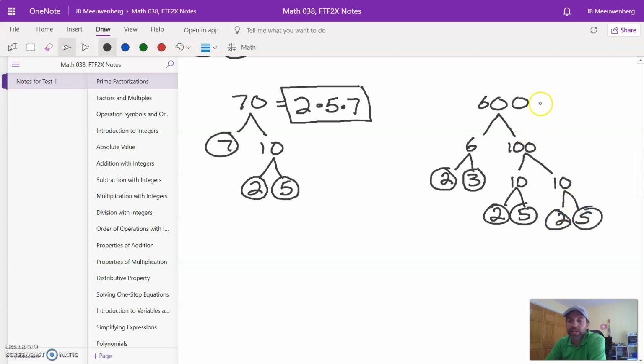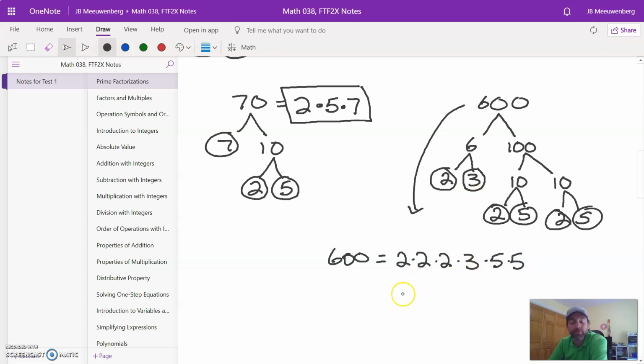So our prime factorization is, I'm going to run out of room here, I'm just going to bring it down here. 600 is equal to, I've got 3 2s. So 2 times 2 times 2 times a 3 times 2 5s. That's 5 times 5. If we condense it into exponential notation, 2 to the third times 3 times 5 to the second. Either of these will work for your prime factorization of 600.